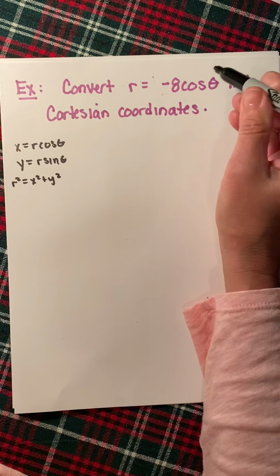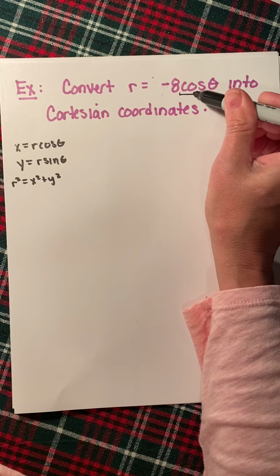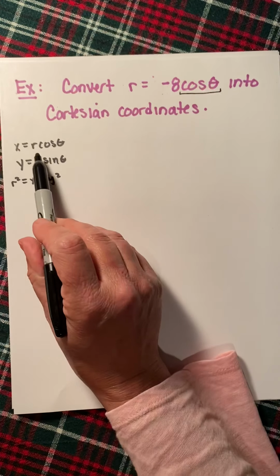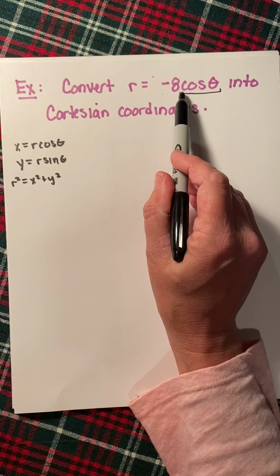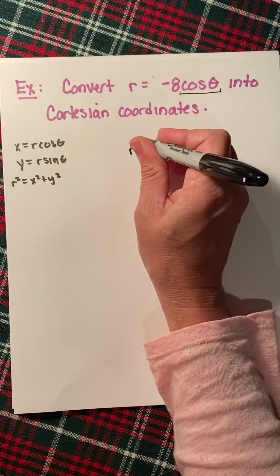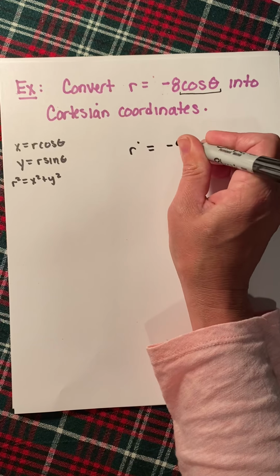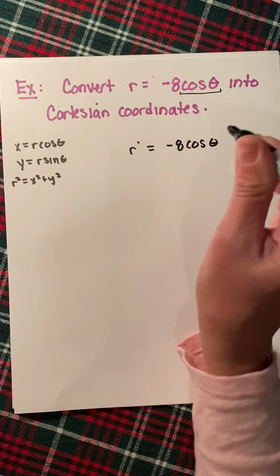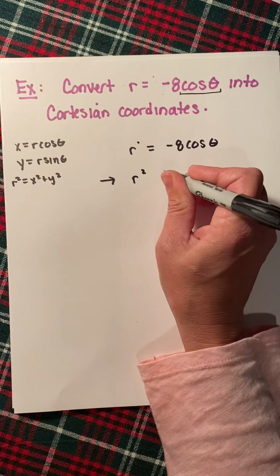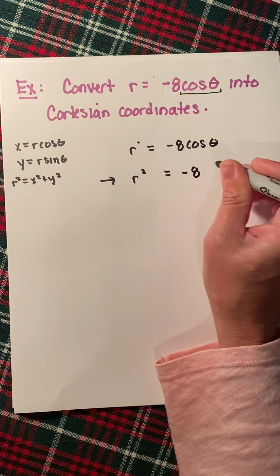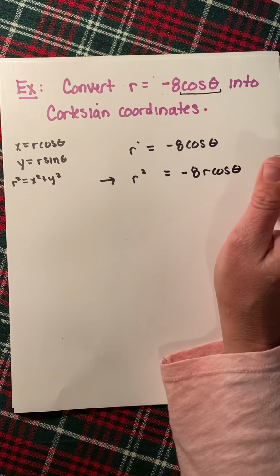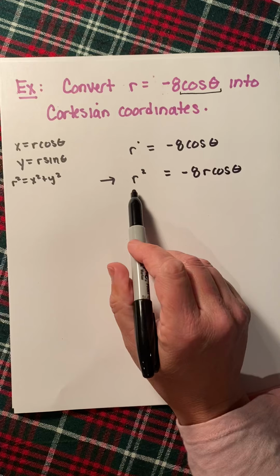All right, well, notice here we have cosine of theta. So wouldn't it be really nice if we had an r over here? Because then we could say r cosine theta and replace it with x. Well, we can do that. We can put an r over there simply by multiplying both sides by r. So isn't it true that r squared is equal to -8 r cosine theta? There are many ways to do this, but this is one of them.